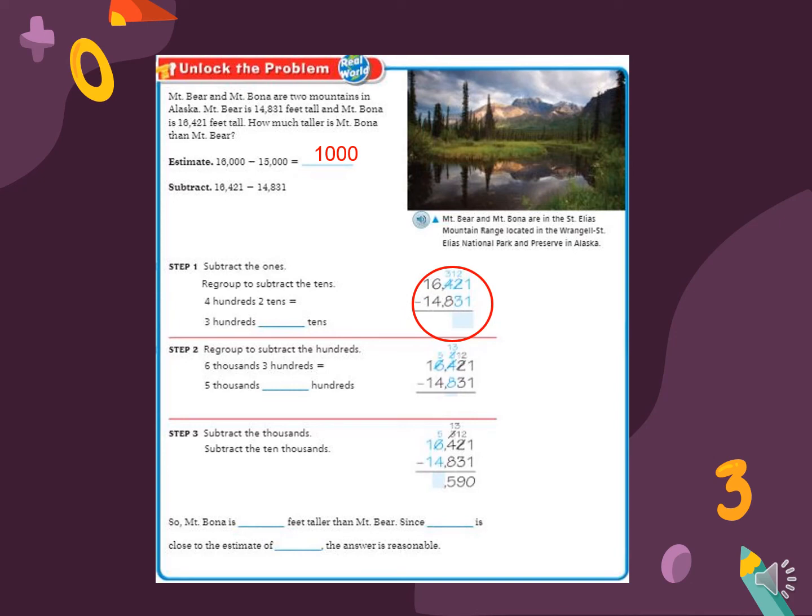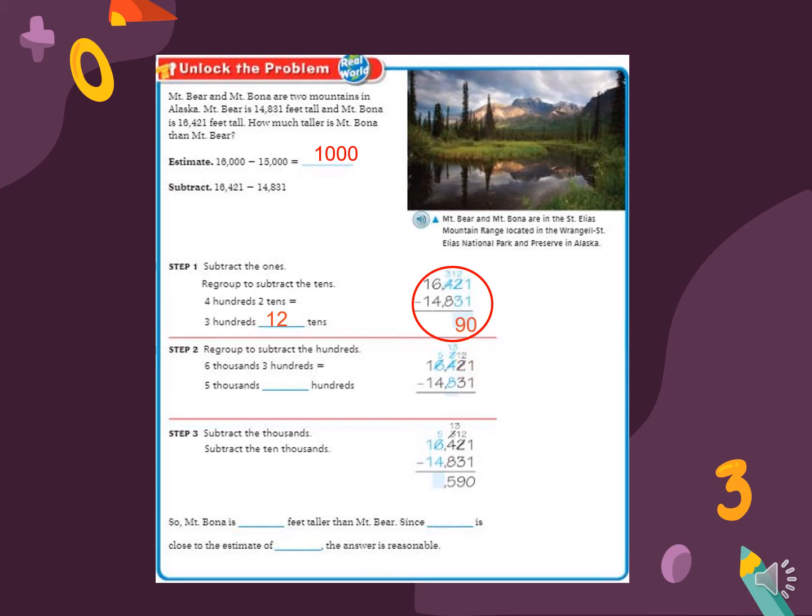So step number 1, subtract the ones. Regroup to subtract the tens. If you notice the highlighted number, it is written 4 hundreds and 2 tens. When we subtract 3 from 2, we cannot subtract a big number from a small number. So we are going to borrow 1 from 4 so that the number 2 will become 12 and the number 4 will become 3. The number above reads as 300 and 12 tens. So when we subtract now, 1 minus 1 equals 0 and 12 minus 3 equals 9.